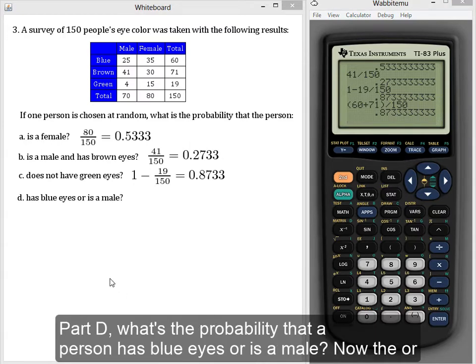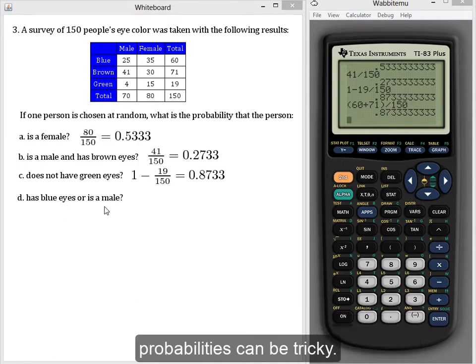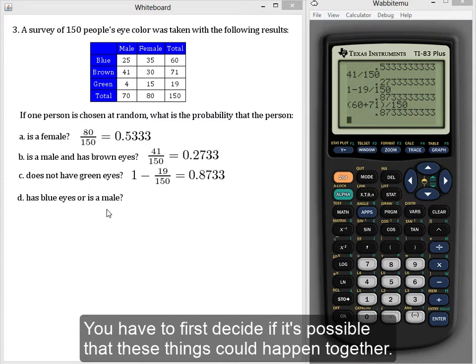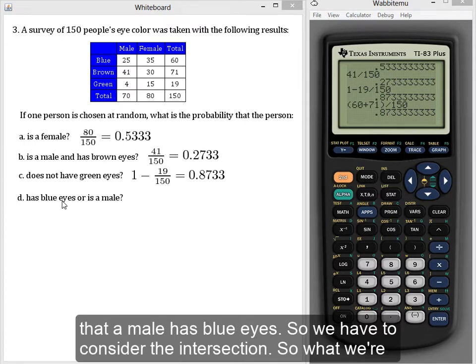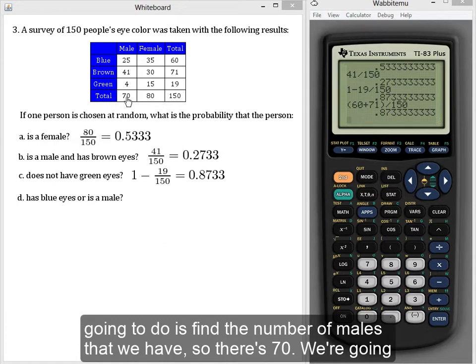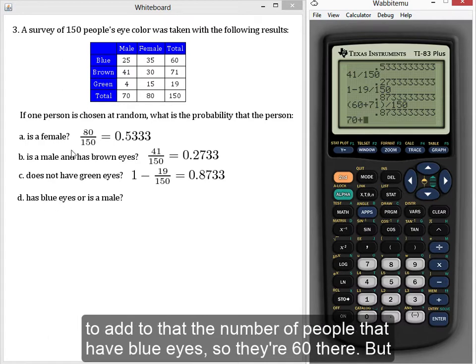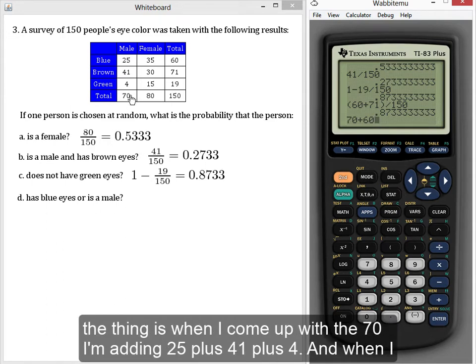Part D, what's the probability that a person has blue eyes or is a male? Now, the or probabilities can be tricky. You have to first decide if it's possible that these things could happen together. If it could, you have to subtract out the intersection. So it is entirely possible that a male has blue eyes. So we have to consider the intersection. So what we're going to do is find the number of males that we have. So there's 70. Then we're going to add to that the number of people that have blue eyes. So there's 60 there.